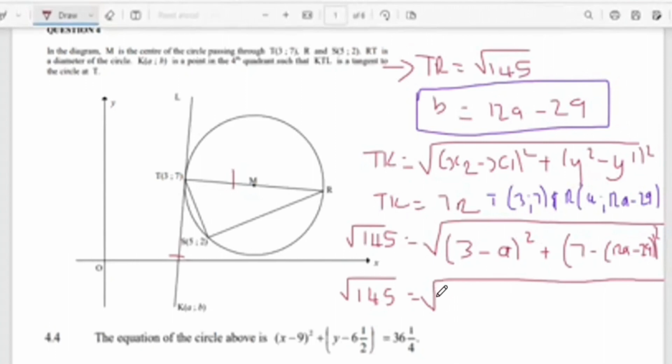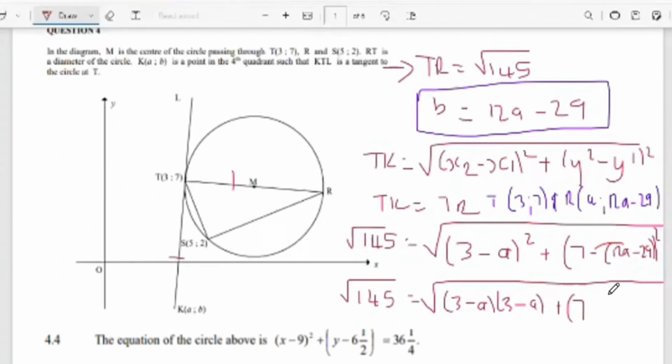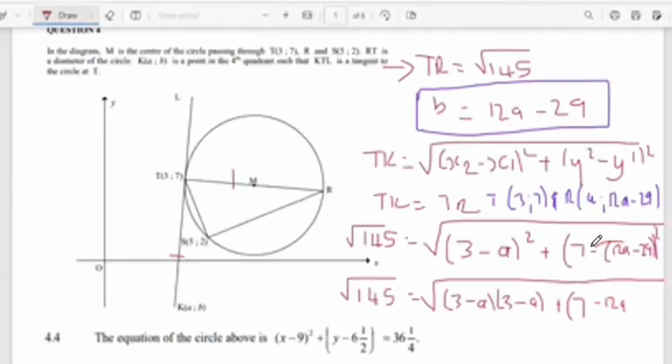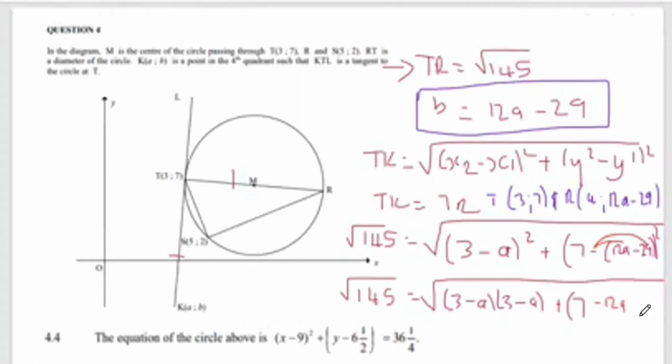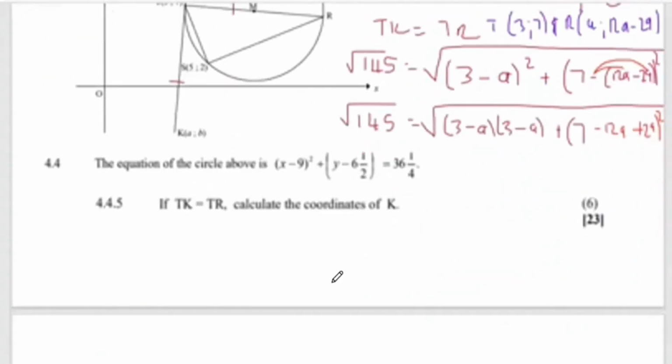Let's expand the brackets. 3 minus a squared can be written as 3 minus a times 3 minus a. We'll leave the 7 as it is. We'll multiply the minus with the 12a, which will give us minus 12a. And we'll multiply the minus 1 with the minus 29, which will give us plus 29, squared. Let's continue.